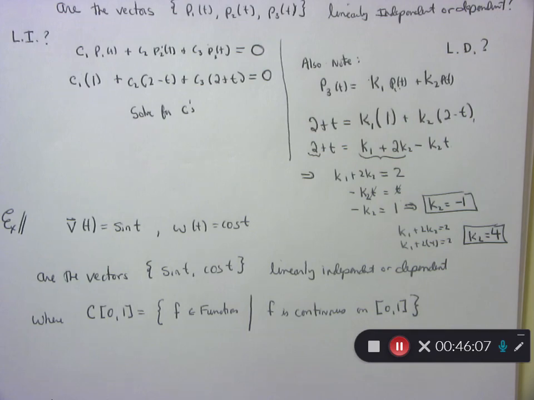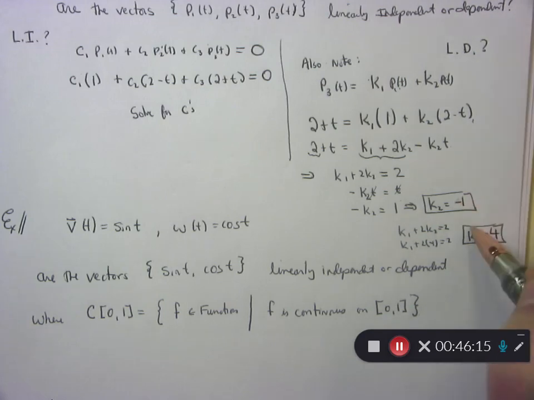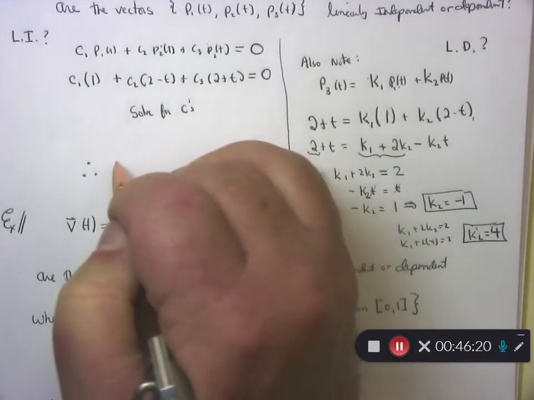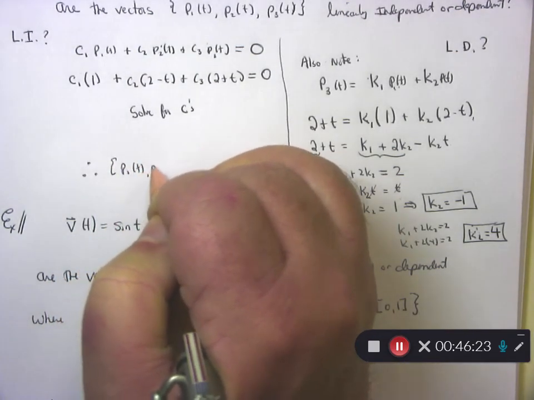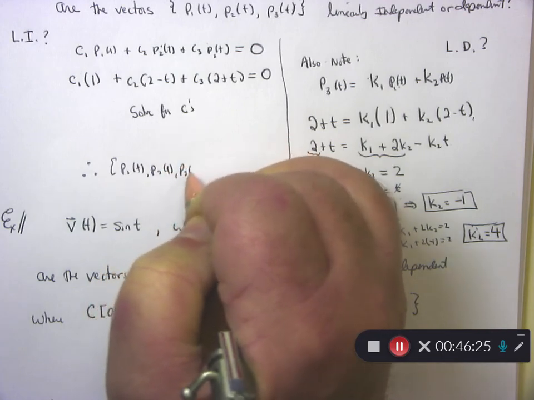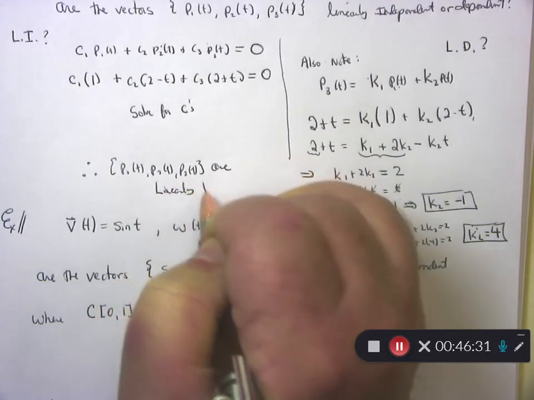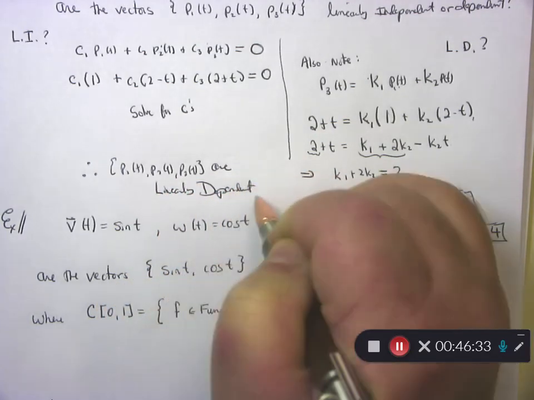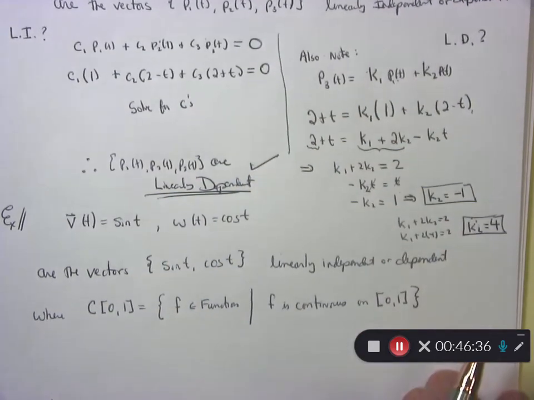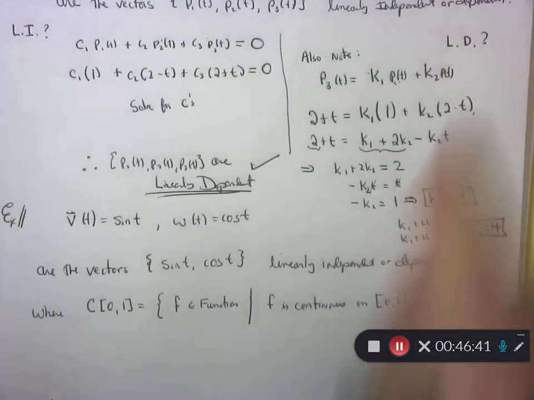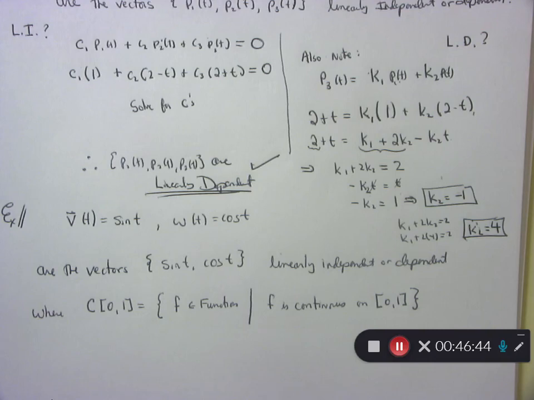So are these three polynomials linearly independent or linearly dependent? Linearly dependent. Because you can find constants that are not 0, therefore the set P1 of T, P2 of T, and P3 of T are linearly dependent. That is the answer, right here. Does that make sense? But this is the way you need to think about it. So I got another example.